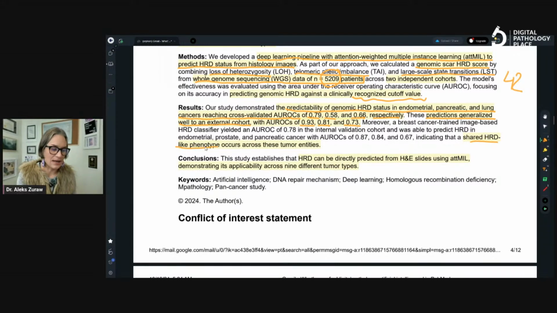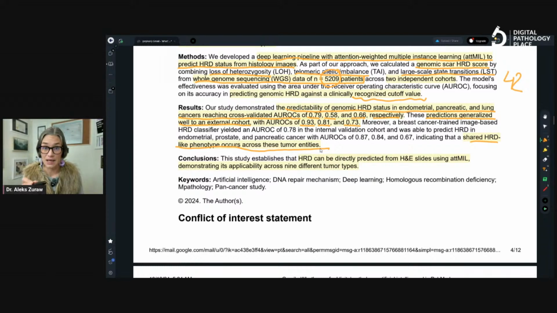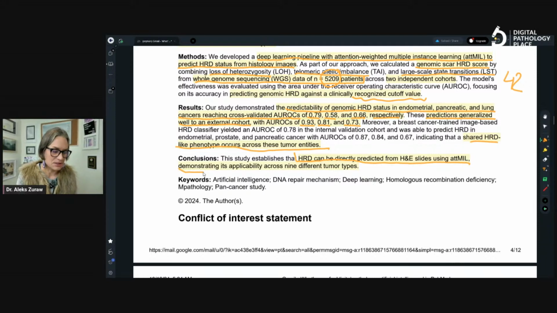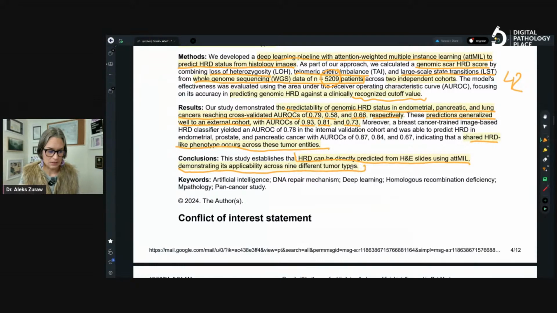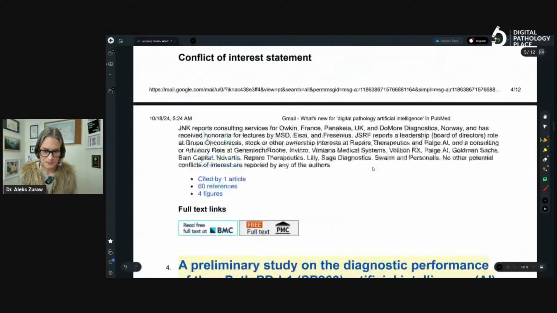Okay. And this HRD phenotype occurs across different tumor entities, and they had 9 different tumors. So the conclusion is that HRD can be directly predicted from H&E slides using attention multi-instance learning, demonstrating its applicability across 9 different tumor types. So you can predict it. Fantastic. What are we going to do with this information?